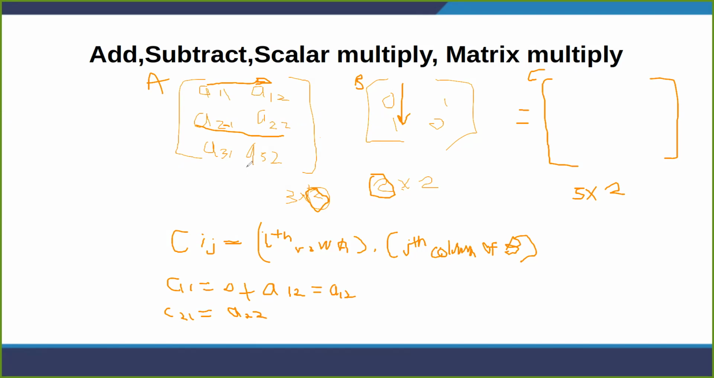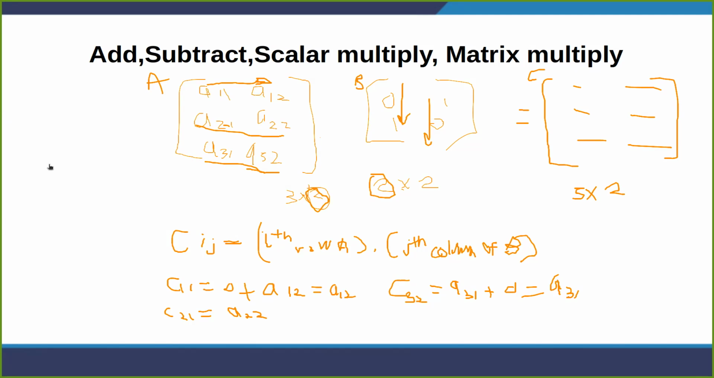You can also go A32. So for C32, you go to the third row. Third row is basically this 3, 1, 3, 2, and the second column. So this is 1, 0. So it is A31 plus 0. It's A31. So these are all the elements that should fit in here. So this is how it will be. So yeah, this is how you will multiply.